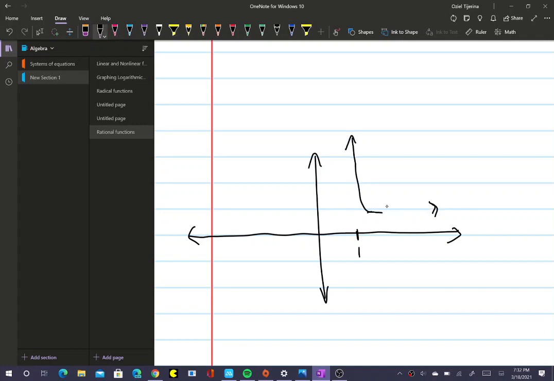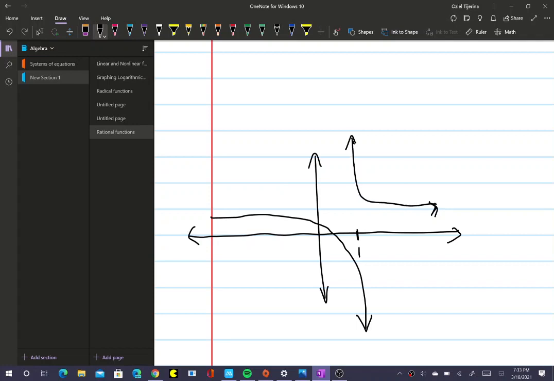Sorry guys, I'm trying my best to sketch this. So it would be something like this, and then you would have, let's just say, something along the lines of this, okay? It's not drawn to scale. Let me just see if I can make this a little bit better. Hold on.